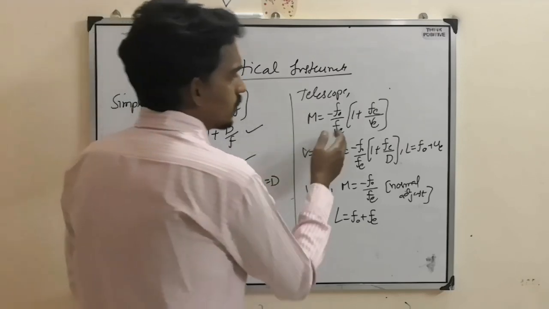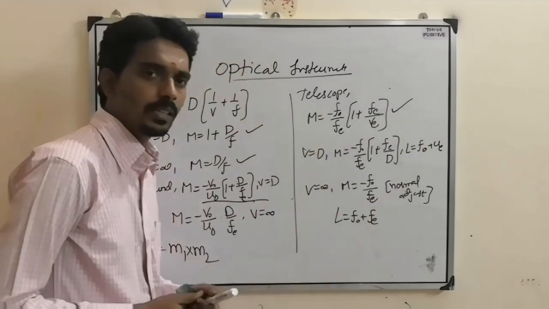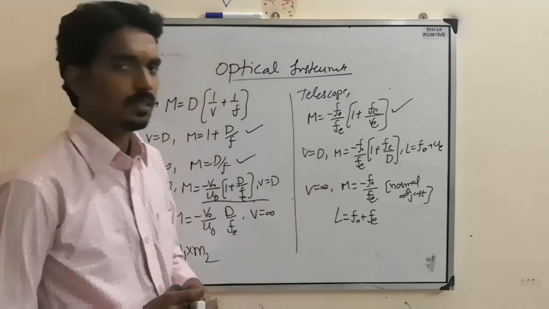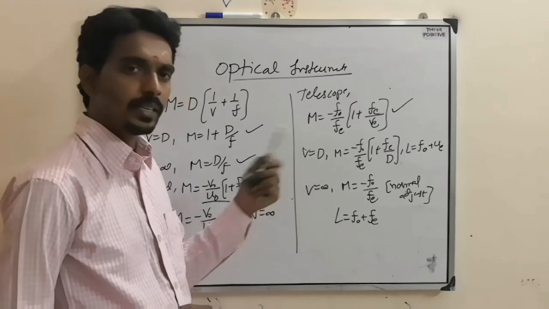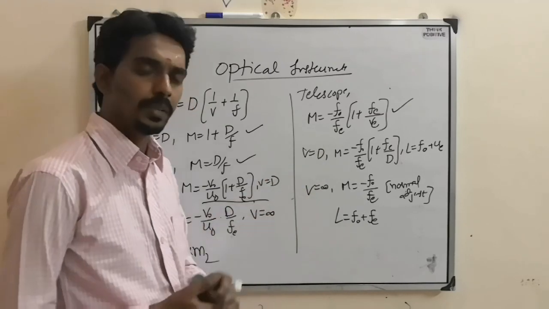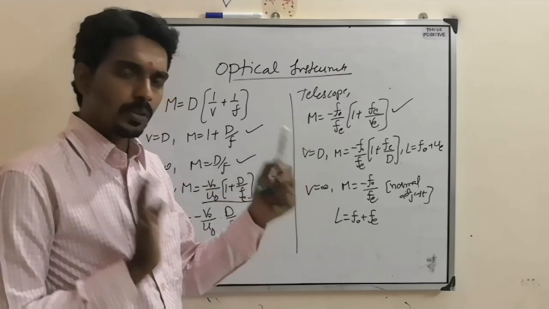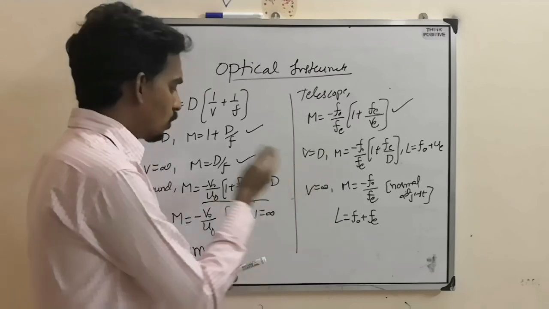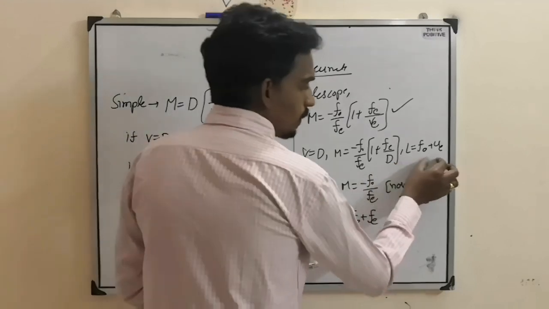So here this is the magnification formula, where F0 is the focal length of the objective and Fe is the focal length of the eyepiece. And here again two conditions will come: if the final image is at D, or if the final image is at infinity. The distance between the two lenses we call the length of the tube, length of the telescope, or length of the compound microscope. So that only here we will mention.